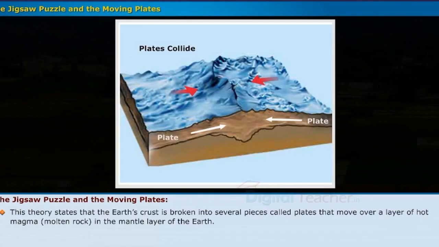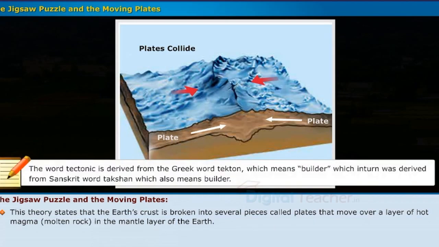This theory states that the Earth's crust is broken into several pieces called plates that move over a layer of hot magma, molten rock, in the mantle layer of the Earth. Note: the word tectonic is derived from the Greek word tecton, which means builder, which in turn was derived from the Sanskrit word takshan, which also means builder.